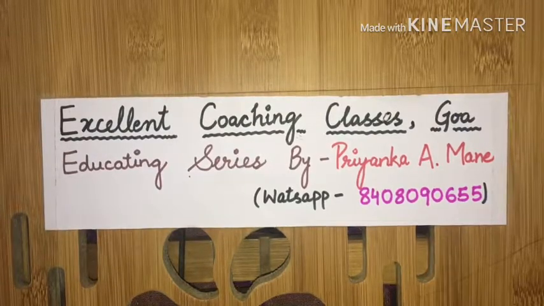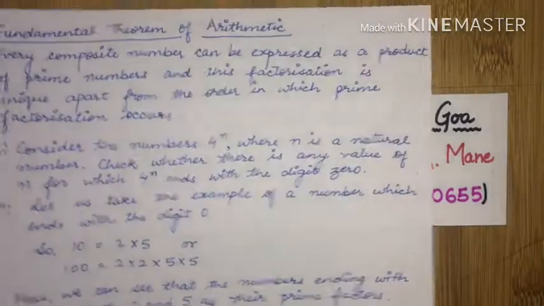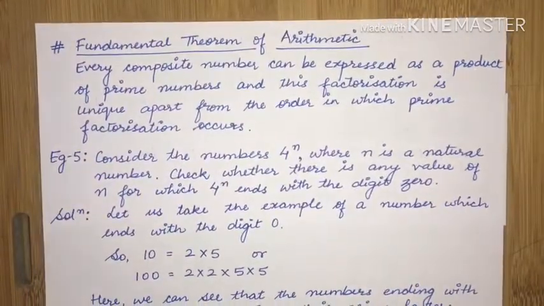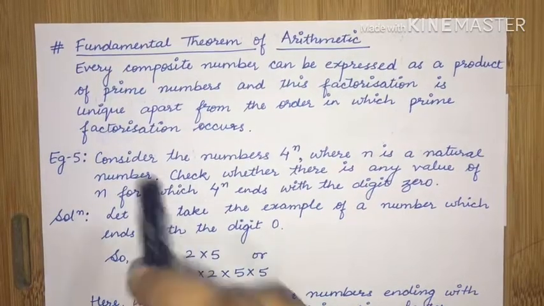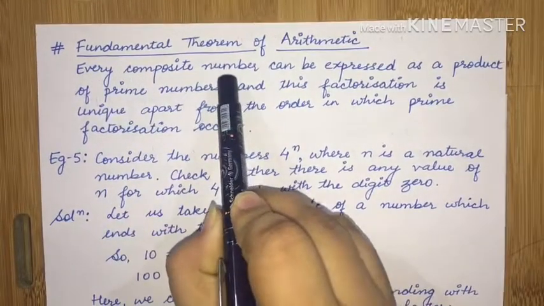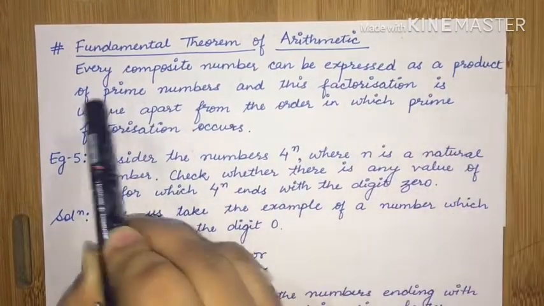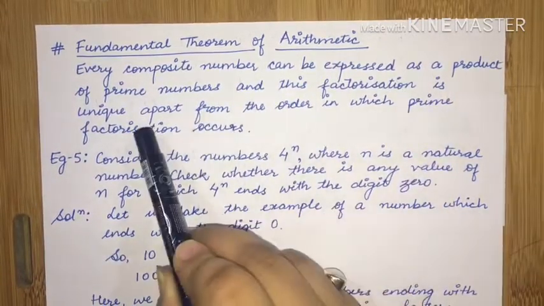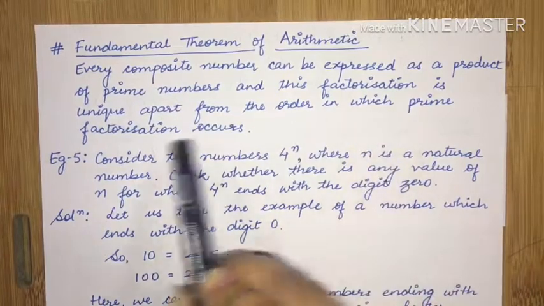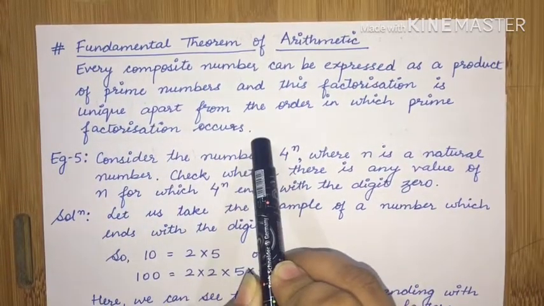So let's get started. Fundamental theorem of arithmetic. Now what does it say? Every composite number can be expressed as a product of prime numbers, and this factorization is unique apart from the order in which prime factorization occurs.